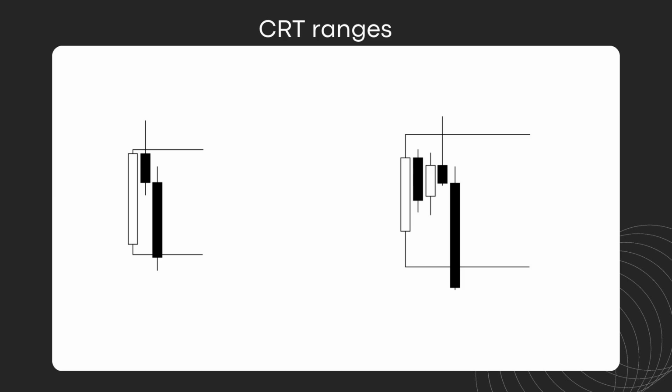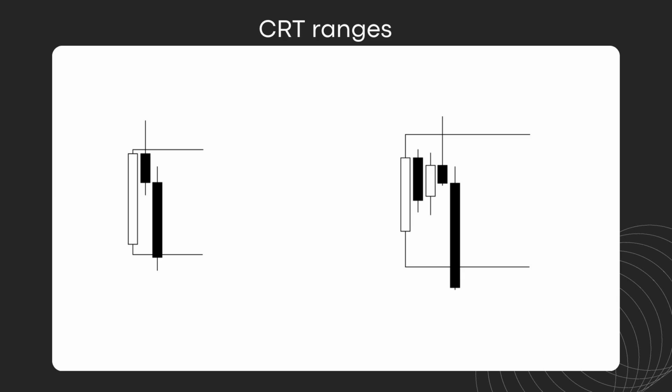Next one we've got is CRT ranges, right? Now we all know how they look. First one we've got is the three candle CRT right here. You can see the first candle is the CRT range, then it purges the second candle, and then this third candle distributes lower to take out the opposite side of the range.